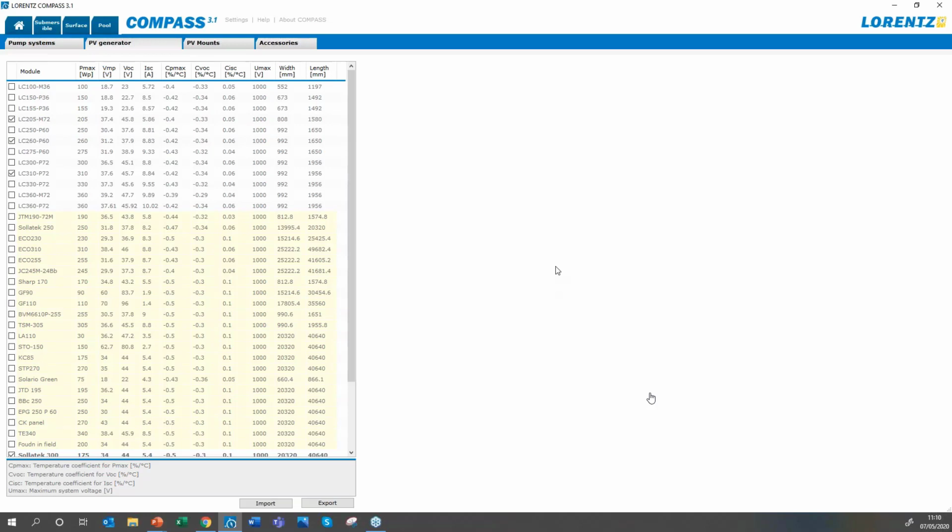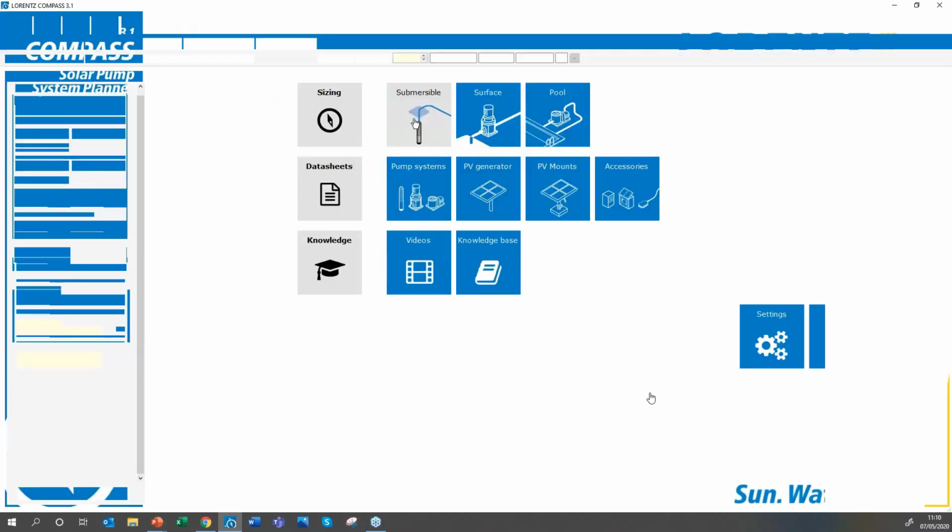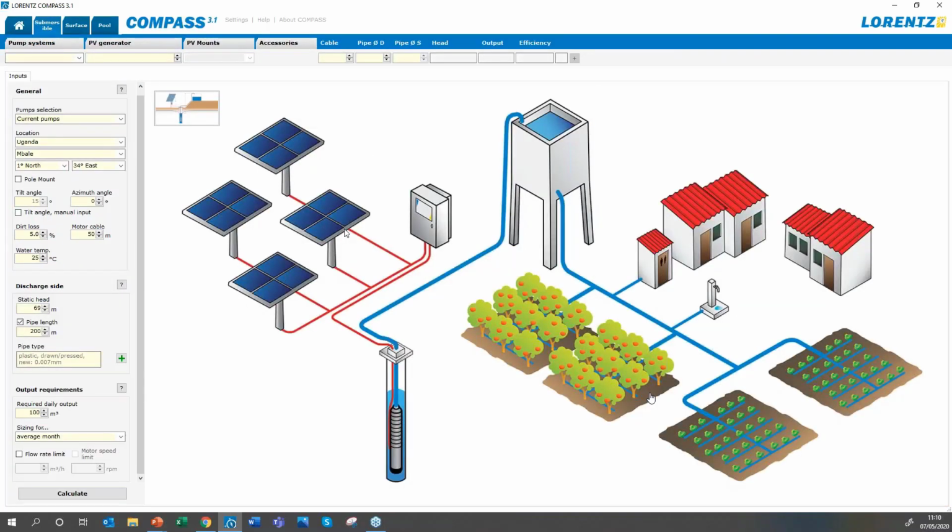Right, let's look at more questions. Some questions about efficiency, and some questions about maximum power point tracking. Again, there are some technical questions here which I probably won't cover now. Of course, our systems all have maximum power point tracking in them. This is one of the key reasons why I'd always recommend you size systems using Compass, because what Compass is always going to do is find you the most efficient and best solution.